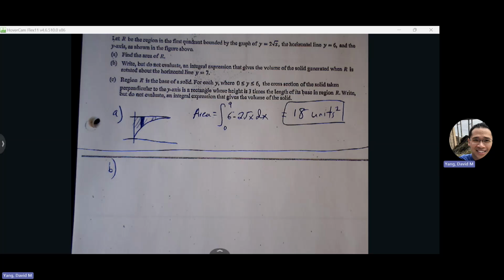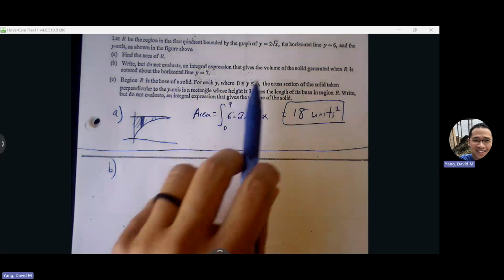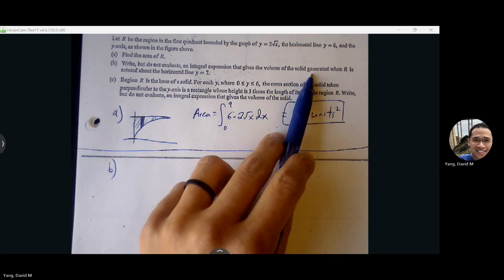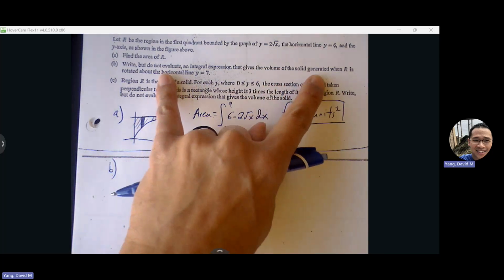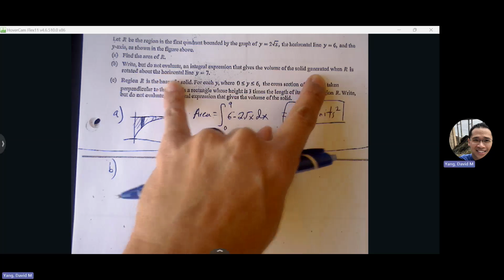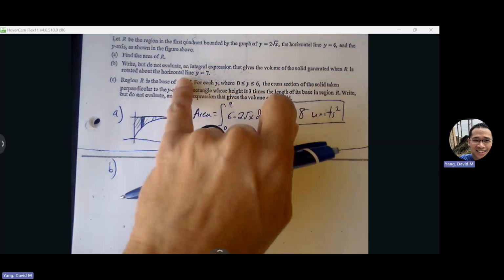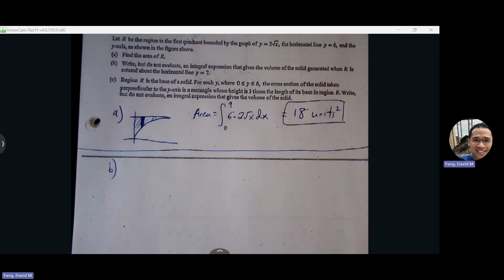Part B, write but do not evaluate an integral expression that gives the volume of the solid generated when region R is rotated about the line y equals 7. So we know that anytime we're rotating around an axis, you're having to decide between the disc method or washer method. And also you've got to decide, is it top minus bottom or is it right minus left?